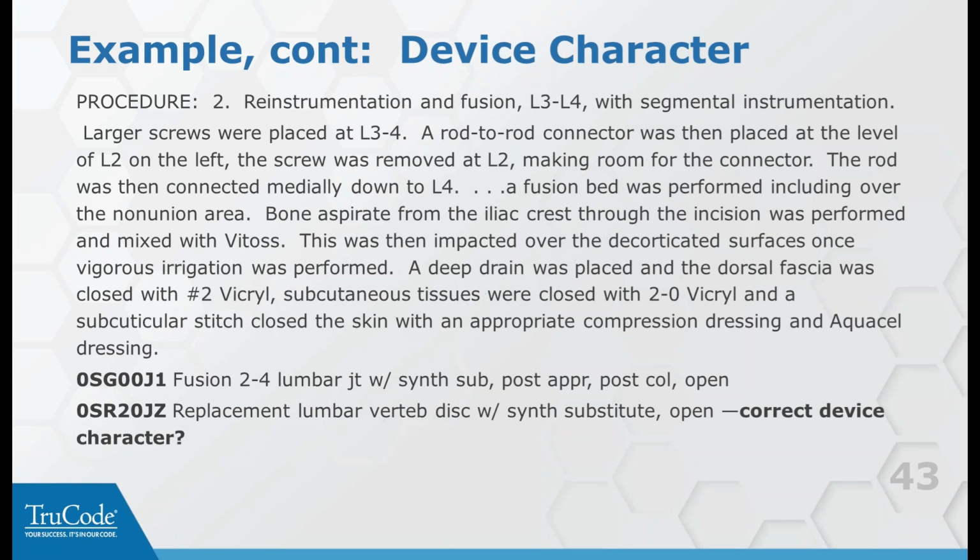And when you go up there and look at it, you see that they had bone aspirate from the iliac crest performed and mixed with Vitoss. And when you look at the coding clinic guidelines for that, and let me find that, it says that if you have mixtures of autologous, which is what the bone aspirate from the crest would be, and non-autologous tissue, you would code that to autologous tissue rather than synthetic substitute. So that was coded with an incorrect device character.